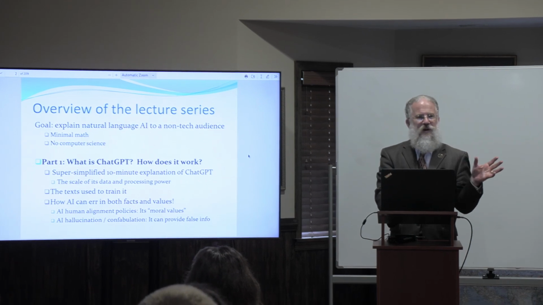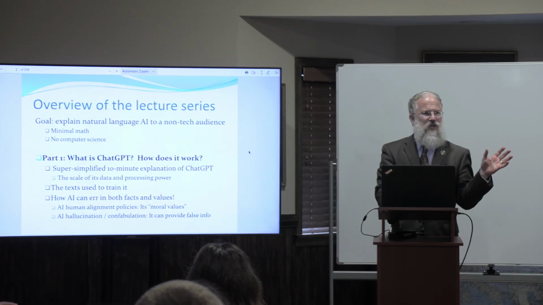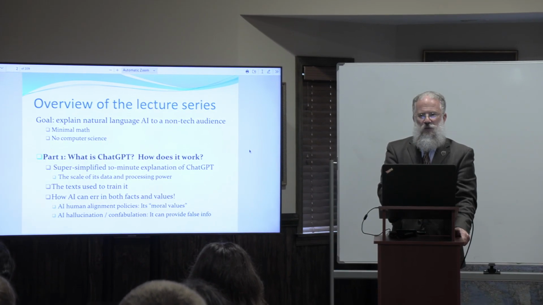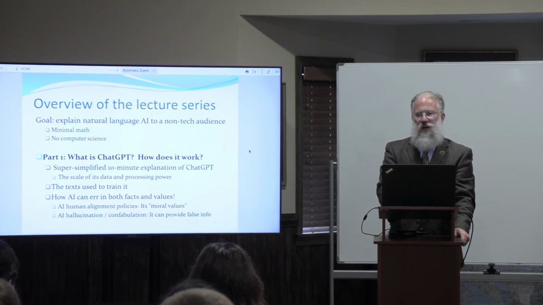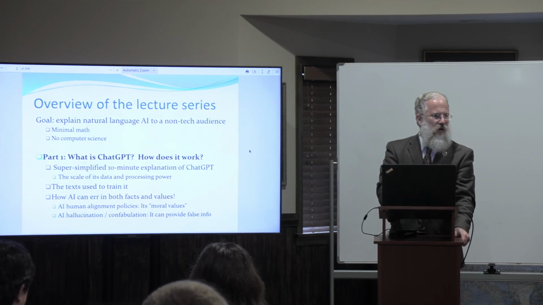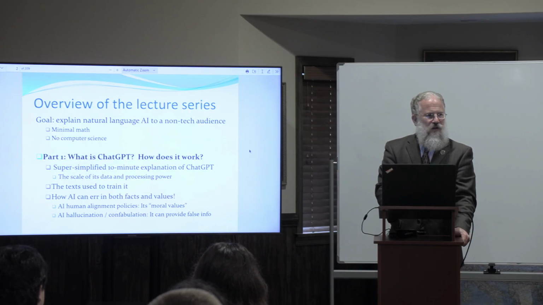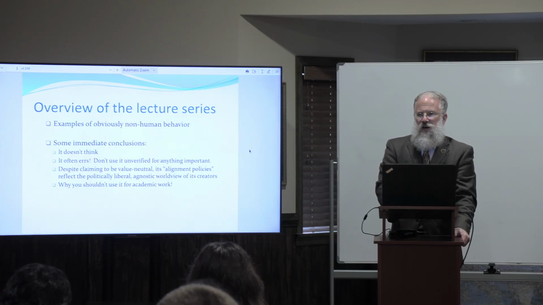And then we'll get into some more substantive issues, which is, while it's a marvelous technology and there's a lot of hype about it, why you shouldn't really trust it for anything important at all, especially nothing that's research related. And we're going to look at its AI human alignment policies, its moral values, so to speak, and also the recurrent phenomenon of AI hallucination, also called confabulation, where it straight up provides you false info and sounds like it's telling you the gospel truth. So that's my immediate goal for today.